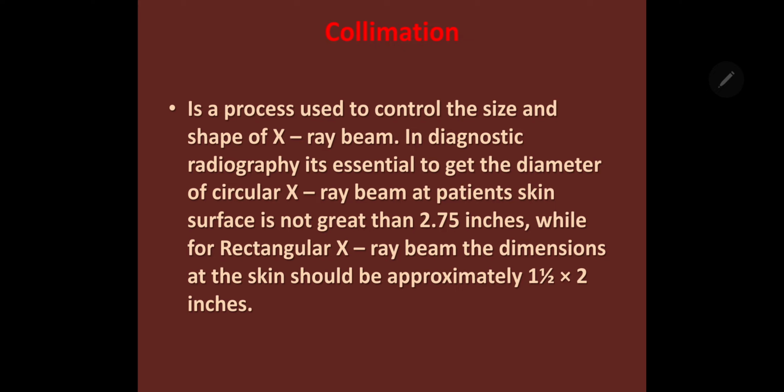Collimation, the process used to control the size and shape of the X-ray beam. In diagnostic radiography, it's essential that the diameter of a circular X-ray beam at the patient skin surface is not greater than 2.75 inches, while for a rectangular X-ray beam, the dimensions at the skin should be approximately 1.5 by 2 inches.